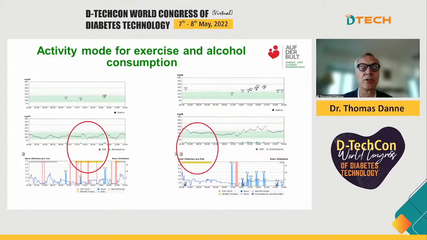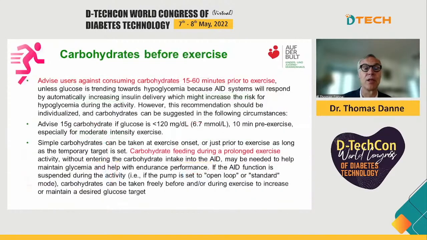And you can use the exercise mode in some pumps, like here in the Control-IQ system, as you can see with the yellow bar. The yellow bar indicates that for this time you have a higher target range, making it less likely for you to have hypoglycemia during the exercise. Interestingly, this might also be relevant for alcohol, where the liver is busy with the alcohol, another situation where hypoglycemia very often happens. And you can use the exercise mode here as well, because it gives you a higher target for a time after alcohol consumption.